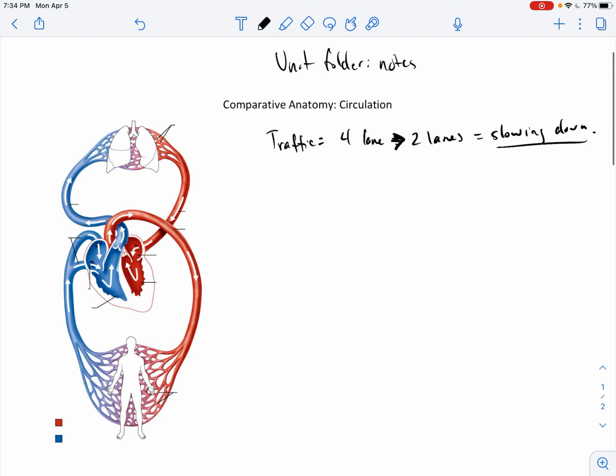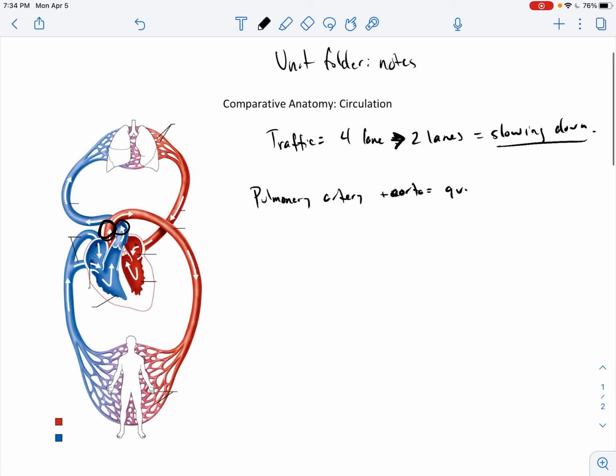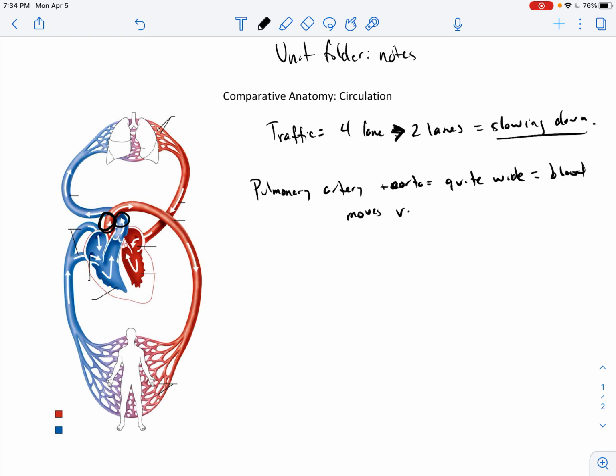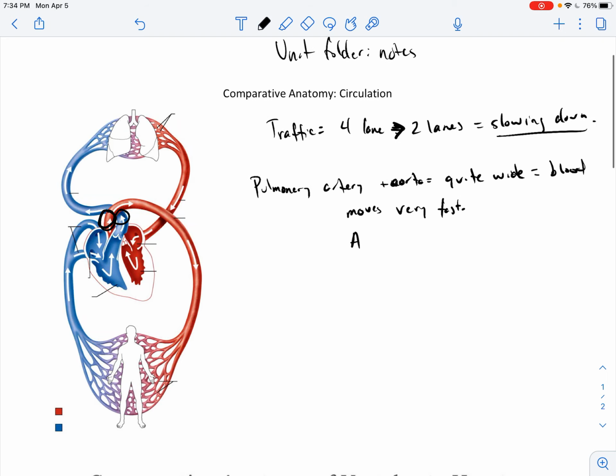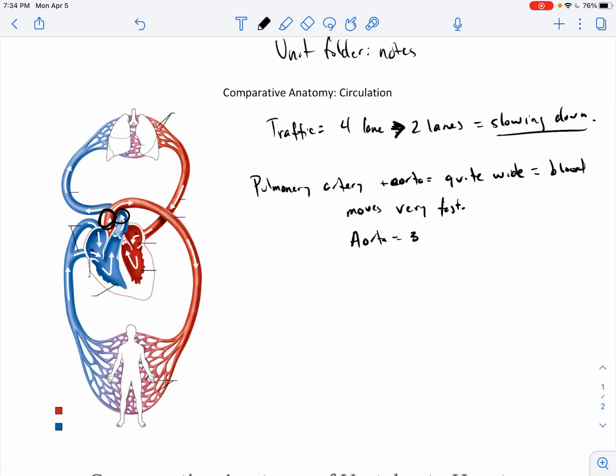Well, what we're going to look at here is the aorta and the pulmonary artery. And what we need to understand is that the pulmonary artery and aorta are quite wide. What that means is the blood can move very fast. In fact, the average aorta diameter is about 3.1 to 3.3 centimeters. That obviously varies based upon size and height and all that. The taller you are, the bigger your aorta is. The heavier you are, the bigger your aorta is.